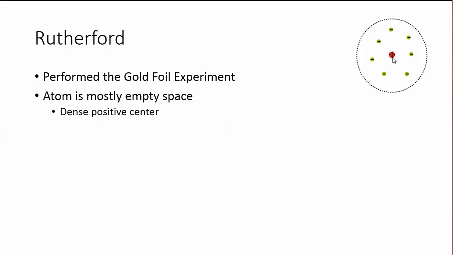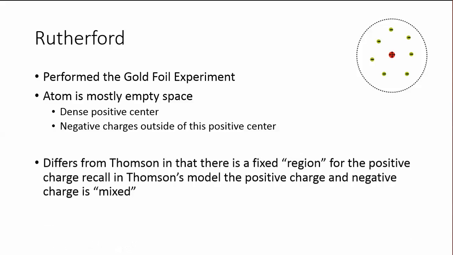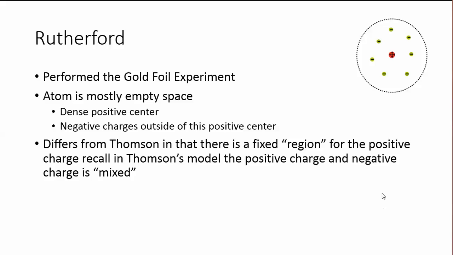It had a dense positive center. We can see that right there in the center. And that there were negative charges within the atom, but they were outside of that positive center. This differs from Thomson's model in that there's a fixed region for that positive center. There it is, and the negative charges are outside. In Thomson's model, the positive charge and negative charges kind of mixed together. Remember that batter with the chunks all throughout it.